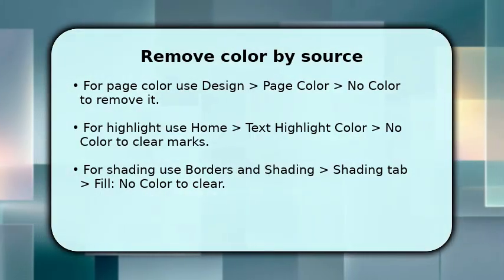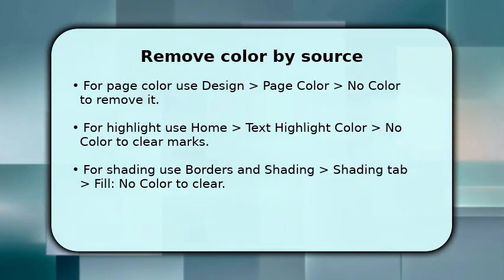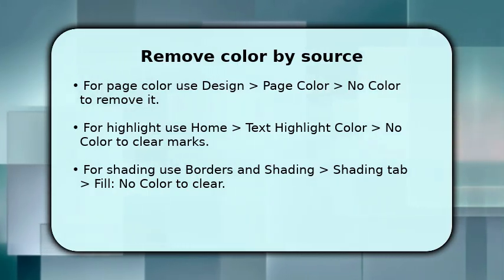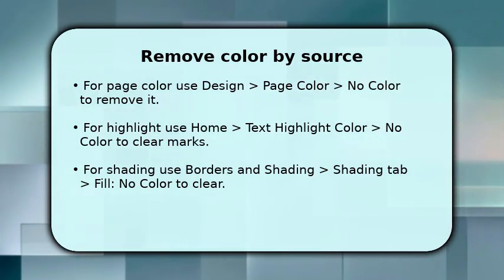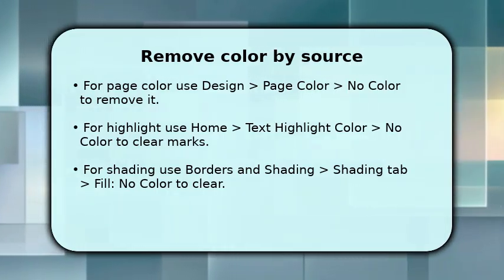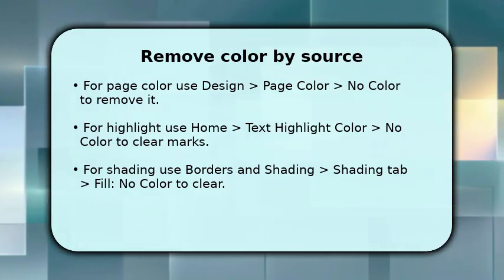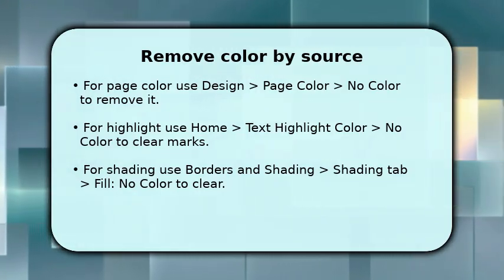After identifying the source, apply the matching removal action in Word. For page color, go to Design, then Page Color, then choose No Color. For text highlight, go to Home, Text Highlight Color, then select No Color. For paragraph shading, open Borders and Shading from the Home ribbon group and use the Shading tab. Set Fill to No Color and click OK to remove shading.